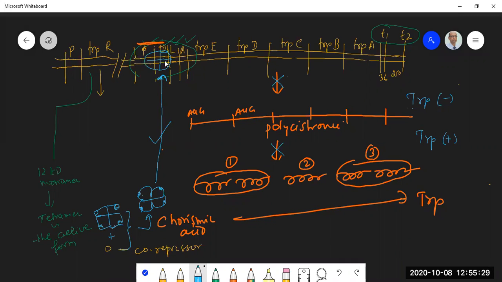How does it happen? So operator site gets occupied by the repressor co-repressor complex, and as a result of that, RNA polymerase cannot bind, and transcription and translation will not take place. So the difference is, like in case of lac operon, what was happening? Lac operon is an inducible operon. Bacteria adjusted its ability to utilize a given substrate.